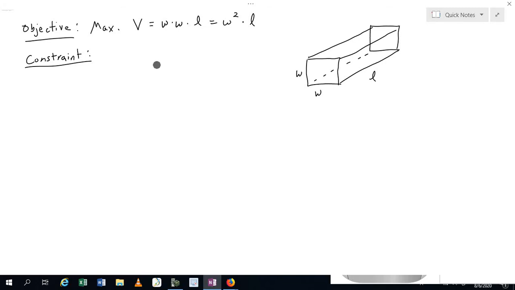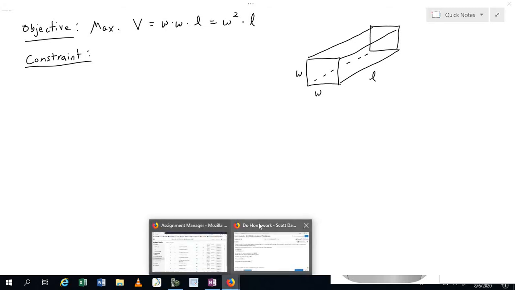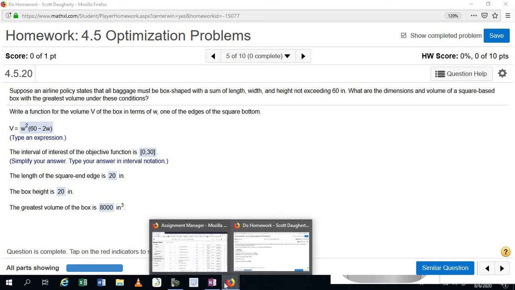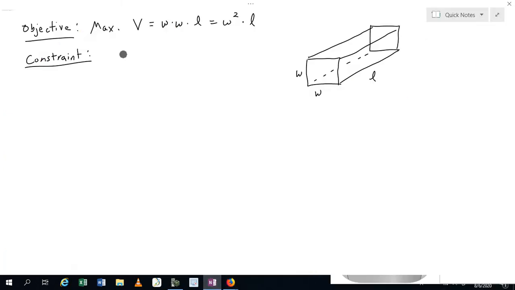Okay, well, there is a constraint in this case. The policy of the airline says that the sum of the length, width, and height cannot exceed 60 inches. So that's your constraint. So if we add up these three distances, we cannot exceed 60 inches. So W plus W plus L would have to be less than or equal to 60.